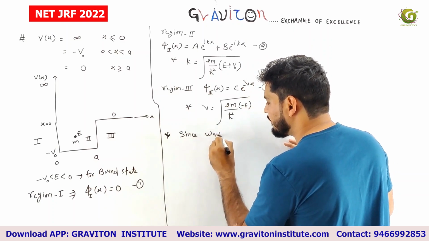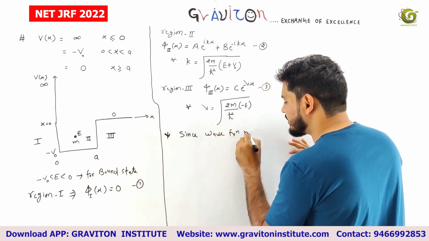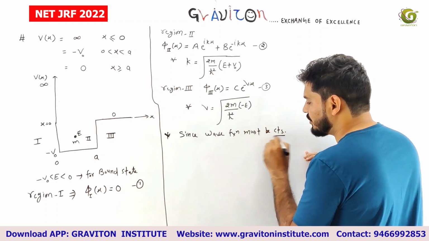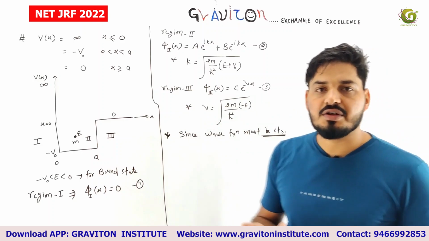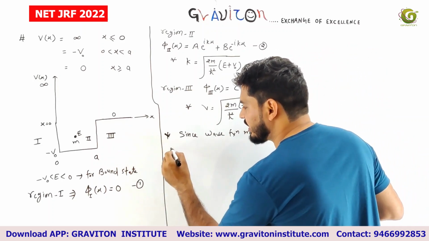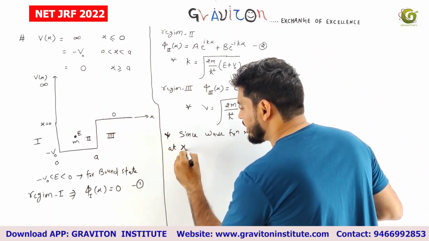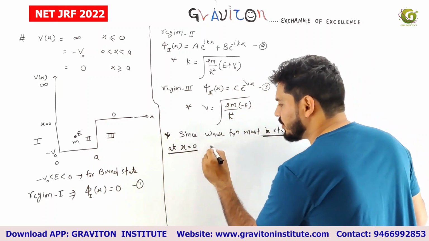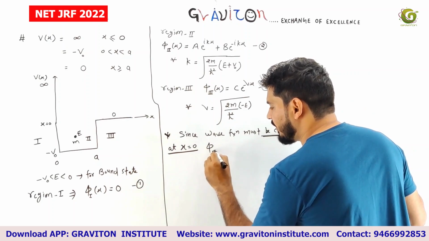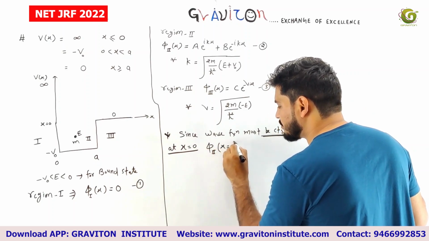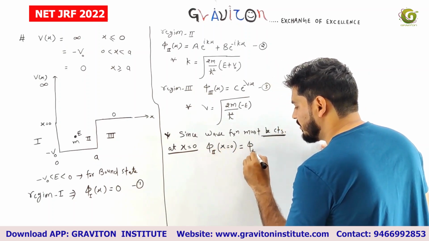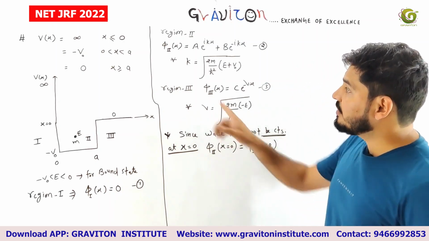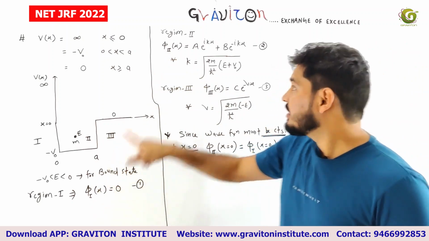Since the wave function must be continuous, just use the continuity. Now see, use the boundary condition at x = 0. So at x = 0, can I say phi 2 at x = 0 must be equal to phi 1 at x = 0? Phi 2 and phi 1. Now what is phi 2?